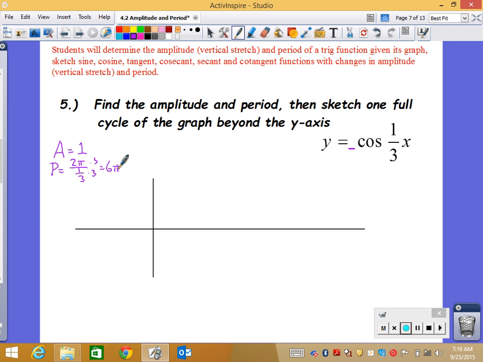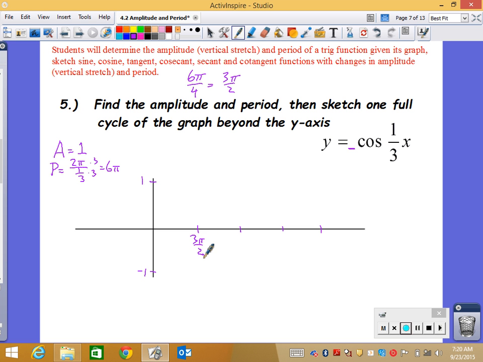So I need to figure out what my new key points are. Remember, we take our new period, 6 pi, divided by, and I want 4 key points. So my key points are going to be 3 pi over 2 away from each other. So again, I'm just going to have 4 key points. I know I'm going to be in between 1 and -1 because I'm not changing my amplitude here. And I know that I'm starting at the x value of 0. My first key point is going to be 3 pi over 2.